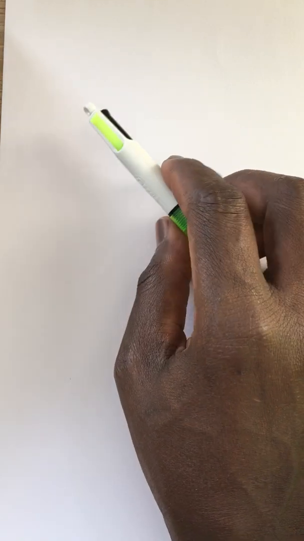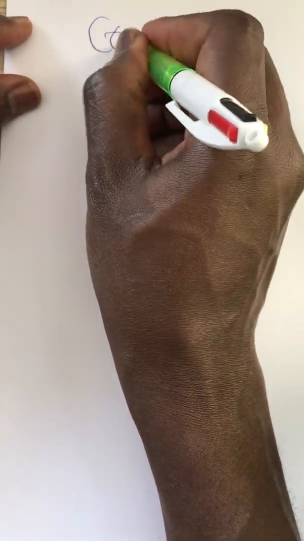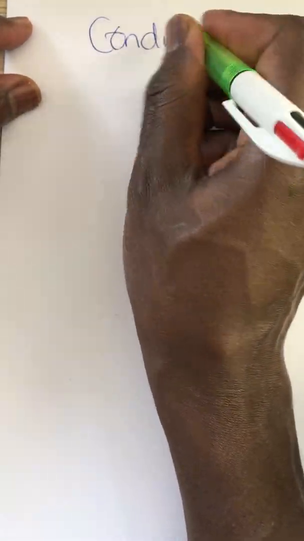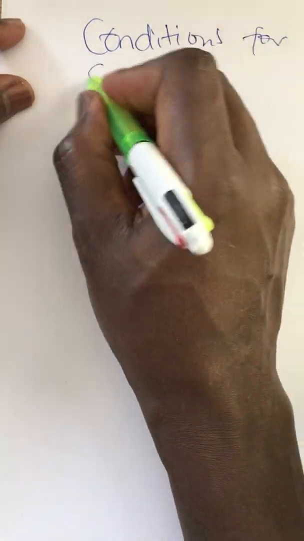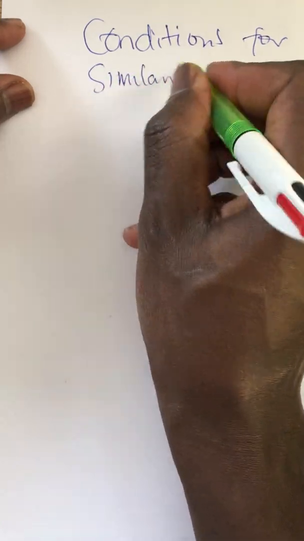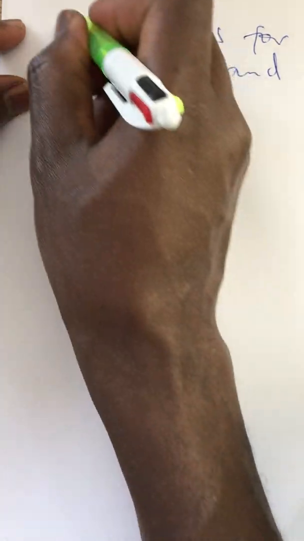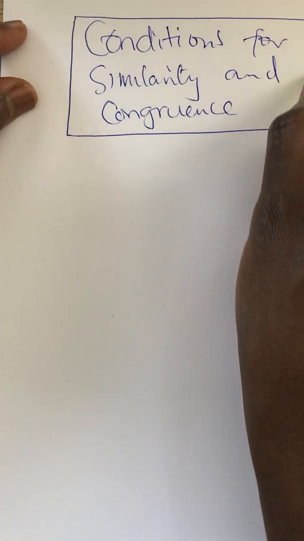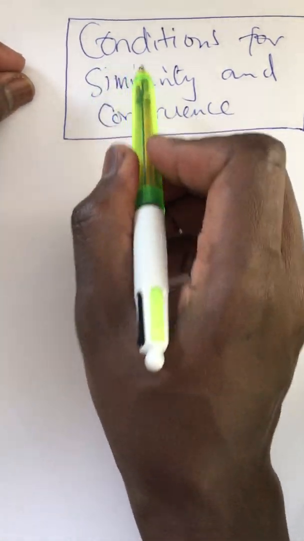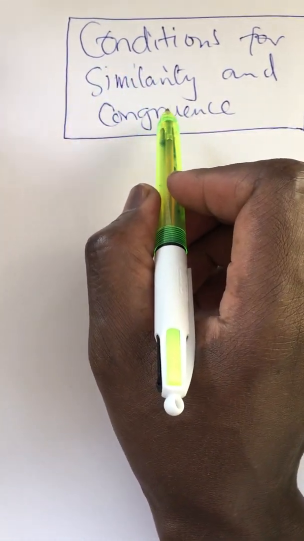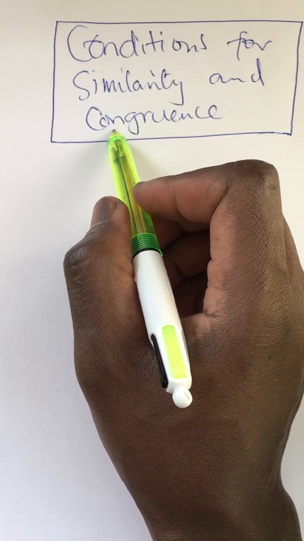Today we are going to continue with the last part of our similarity and congruence by looking at some of the conditions for similarity and congruence. So we are going to take a look at the conditions that we need by combining similarity and congruence to decide whether two similar shapes are really similar and congruent to one another.